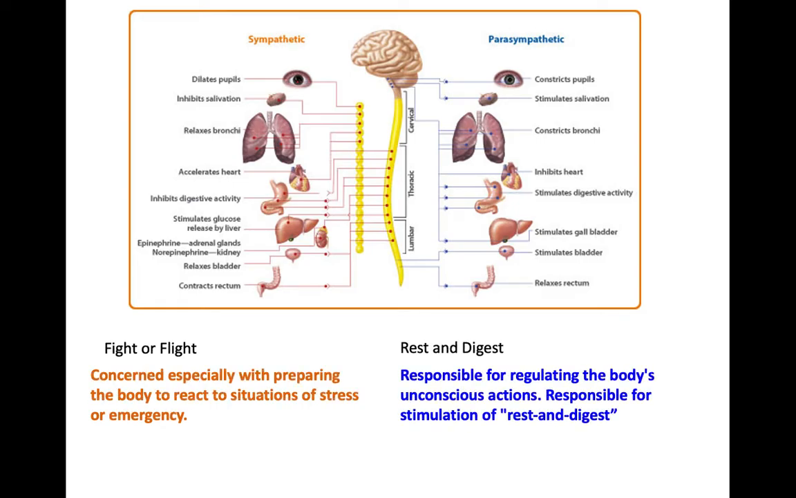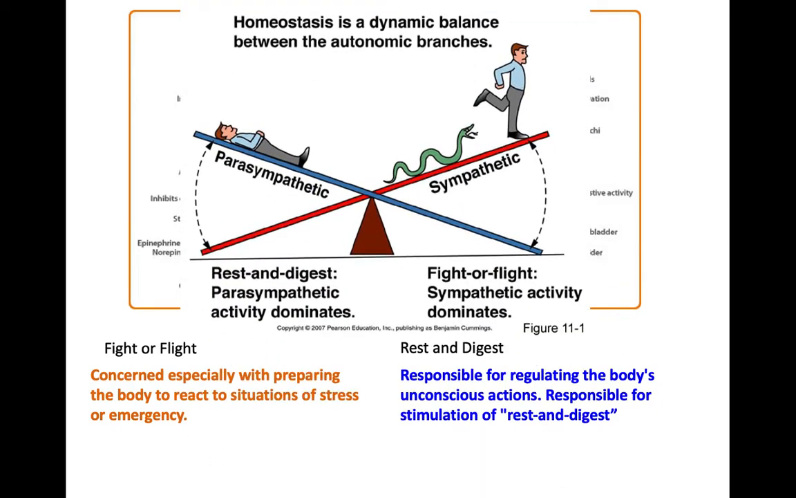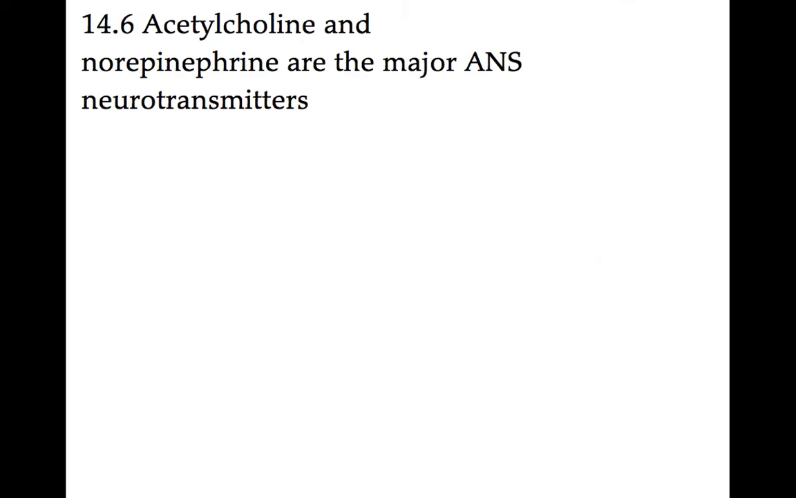Sympathetic, parasympathetic, general definitions. I want you to know that as well. This involves homeostasis. Both of these work in conjunction together. One does not completely cancel the other one out. They work together. It suppresses. It doesn't turn off, it just suppresses it.